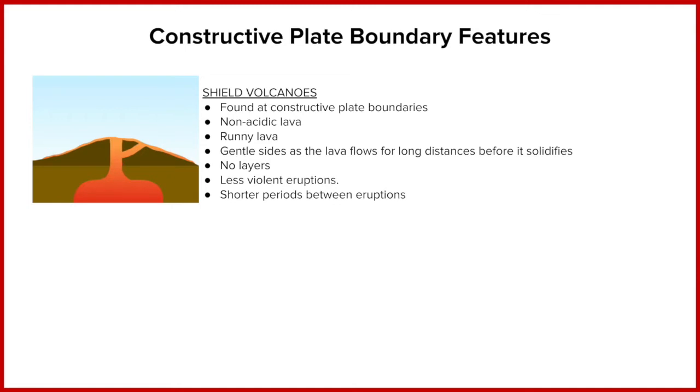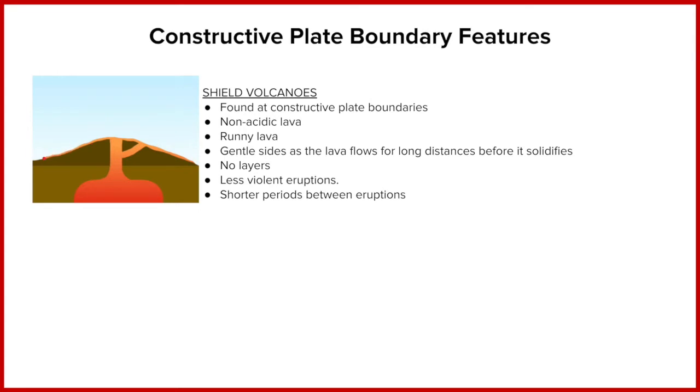And the reason for that is the lava that comes up from a constructive margin or boundary is basic lava, or basaltic. That is lava that has a very low silica content, so it's really runny, so it's not very viscous. So non-acidic lava, runny, and that means that when it erupts, the lava runs very, very quickly away from the vent, the opening of the volcano.